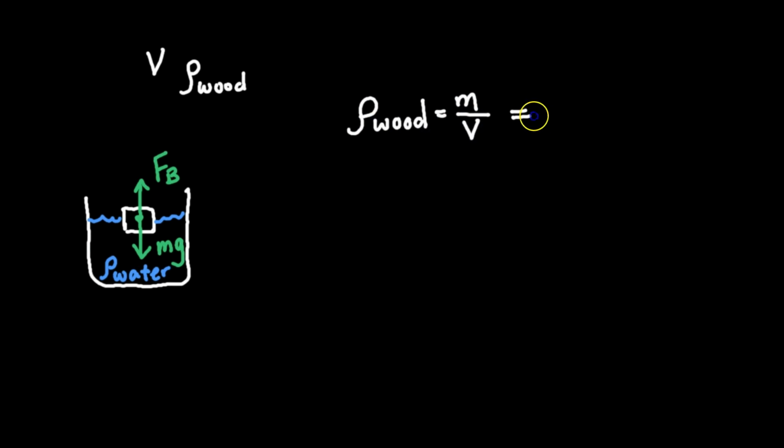But since we're not given the mass of the wood, we're going to have to relate the mass to the density of the wood and the volume of the wood, which is given. Now we know that density is equal to the mass divided by the volume. And if we isolate the mass, we get that the mass is equal to the density of the wood times the volume of the wood.